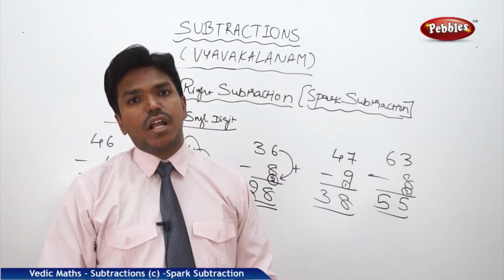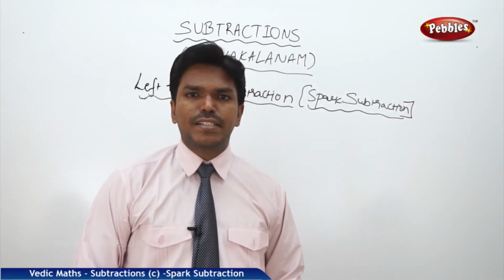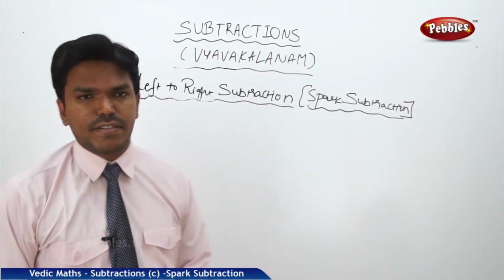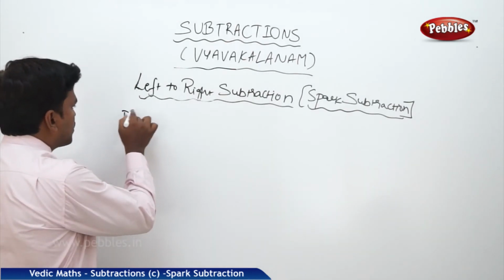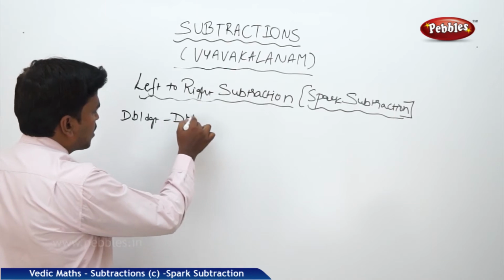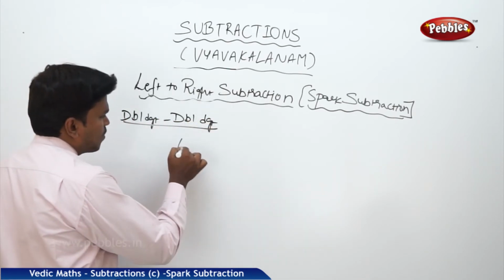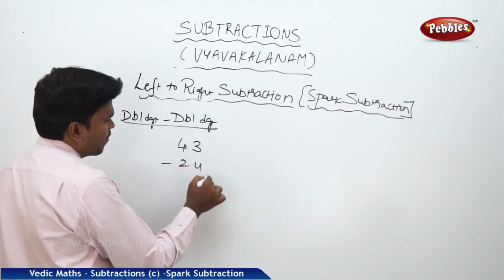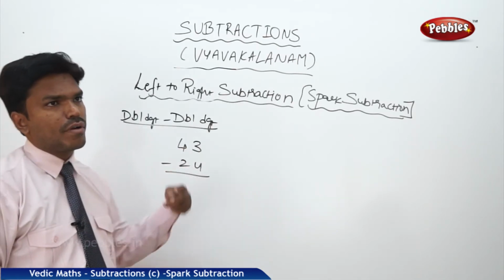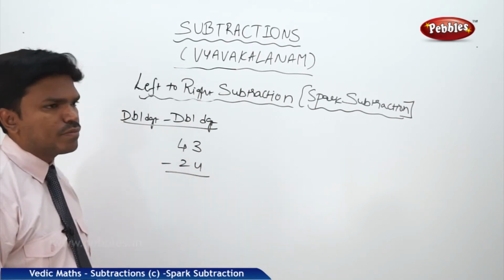Now we will see double minus double. So now we will discuss double digit minus double digit subtraction. Now suppose 43 minus 24. I want to subtract 24 from 43. Now start from left to right. So what is 4 minus 2?